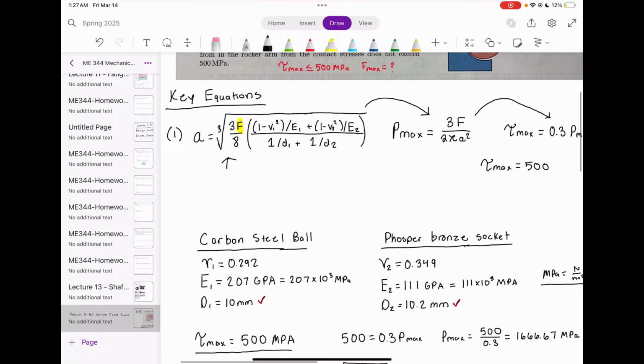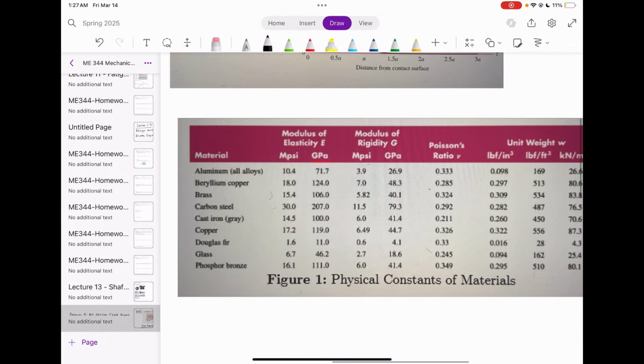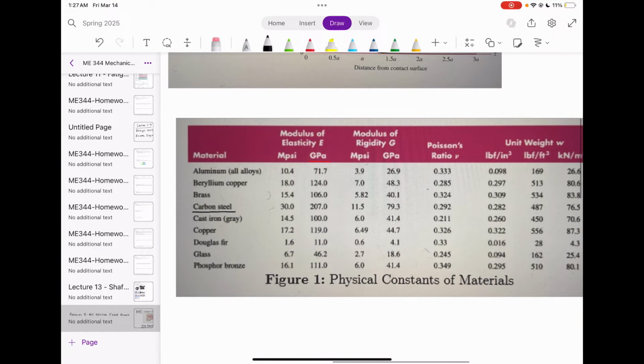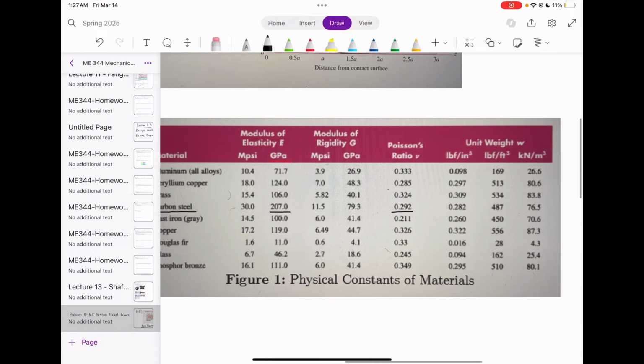So that gives us our Poisson's ratio and elastic modulus for both of them. So we can go over here to the chart and identify where carbon steel is. Right here, where I underlined, gives you the elastic modulus in gigapascals, but we can convert it to megapascals by multiplying by 10 to the third. And then we are given our Poisson's ratio for carbon steel of 0.292.